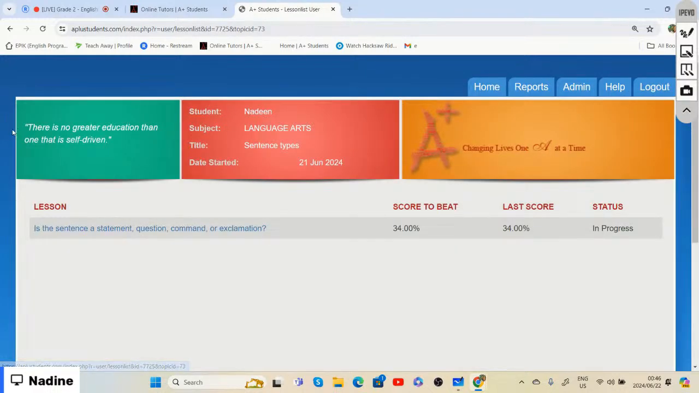All right, so this is now the end of our lesson on sentence types. The lessons that we focused on were: is the sentence a statement, where it's just telling you something, period. Is it a command? A command is basically requesting that you do something, it's telling you what to do. Then we have a question, which asks a question and ends with a question mark. And then we have an exclamation, which shows surprise or strong feeling, and it ends with an exclamation point.